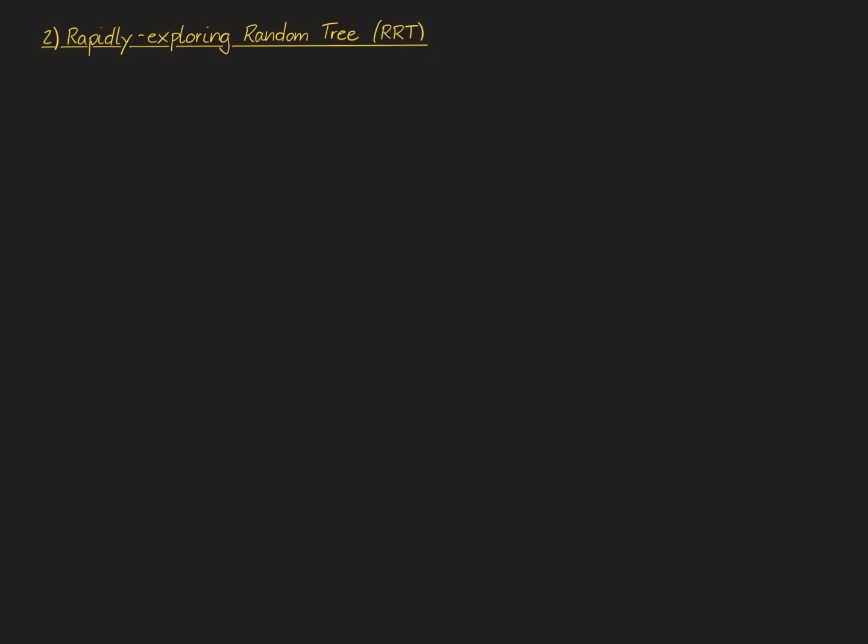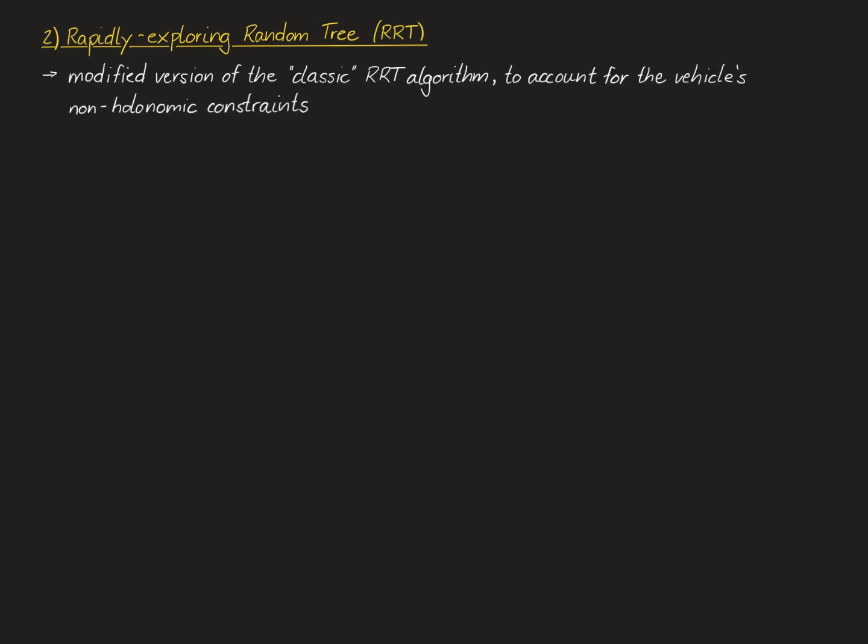The second motion planning algorithm that we will look at in more detail is the rapidly exploring random tree, or RRT for short. If you have seen the RRT algorithm before, maybe as part of another robotics class, you may realize that we are using a different version here, which accounts for the non-holonomic constraints of the vehicle. Before we dive into the details of the algorithm, it should be said that the RRT belongs to the class of incremental exploration methods, and here we use the RRT for goal-oriented motion planning.